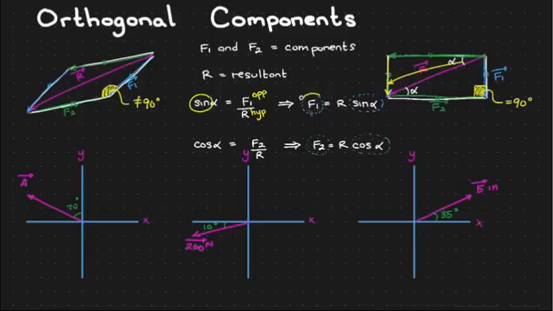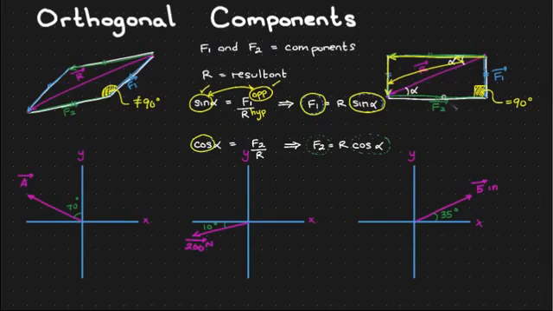That is why I associated F1 with sine of alpha, because by definition, sine is always opposite over hypotenuse. That is why I'm always associating the opposite component with sine of the angle, as opposed to F2, which is adjacent to the angle. Well, let's look at the definition of cosine.